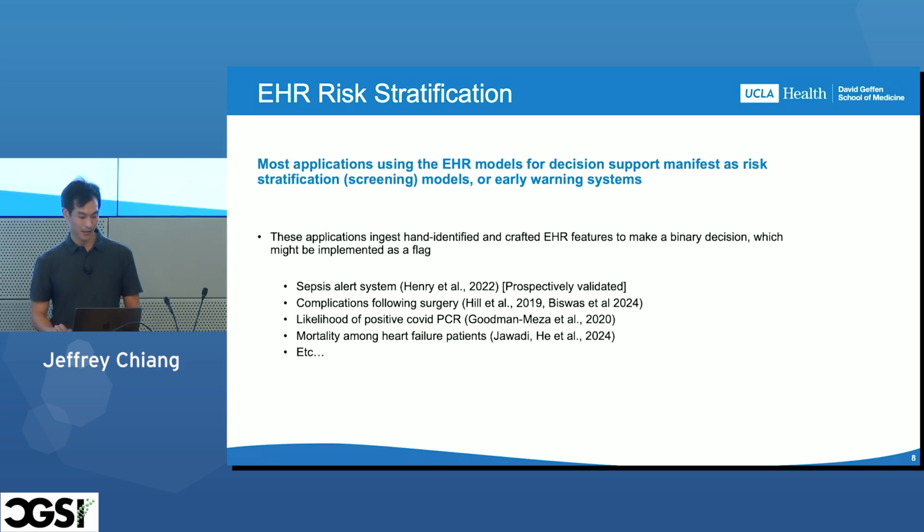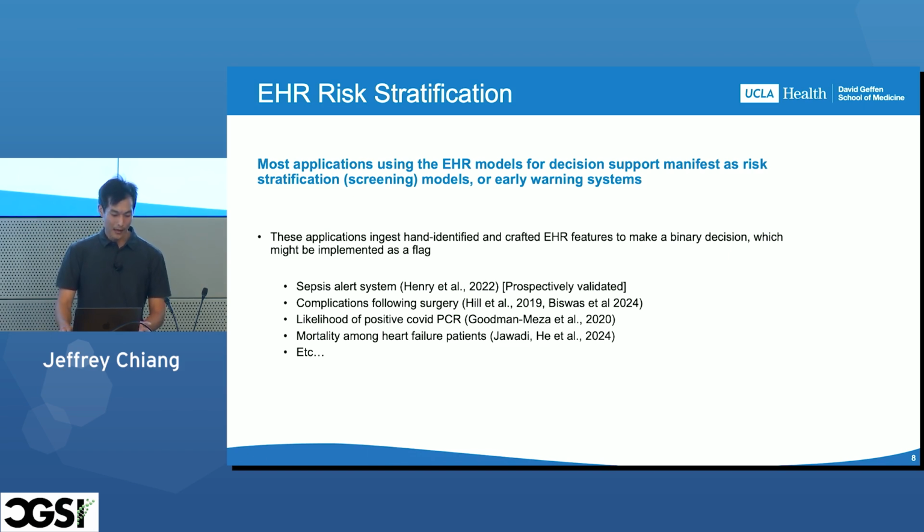Typically speaking, or at least in terms of the models that are live, these applications ingest hand-identified and crafted EHR features to make some sort of binary decision, at risk or not at risk, which might be implemented as a flag. Some examples of these: there's been a sepsis alert system developed at Johns Hopkins that's deployed. We have some models that predict complications and mortality following surgery, so identifying people in the perioperative setting who are at risk. So they might be targeted for continuous monitoring systems or something like this.